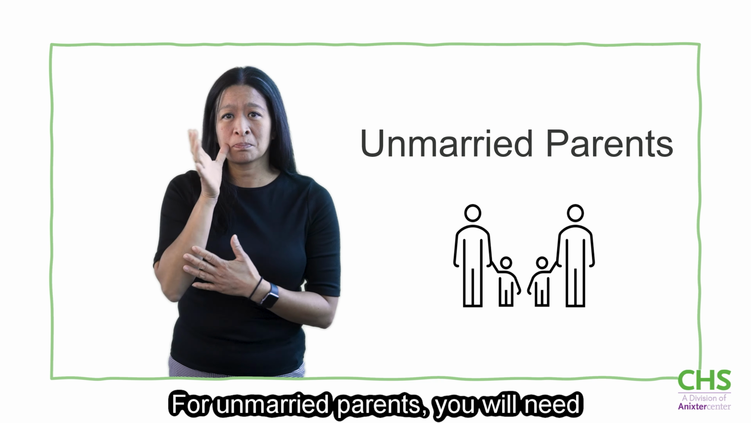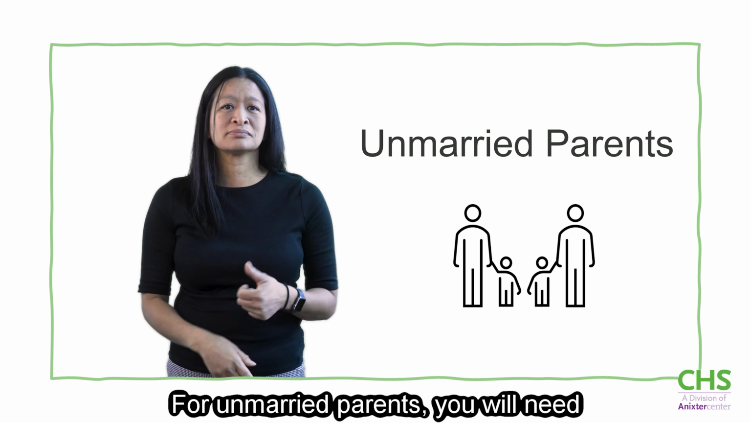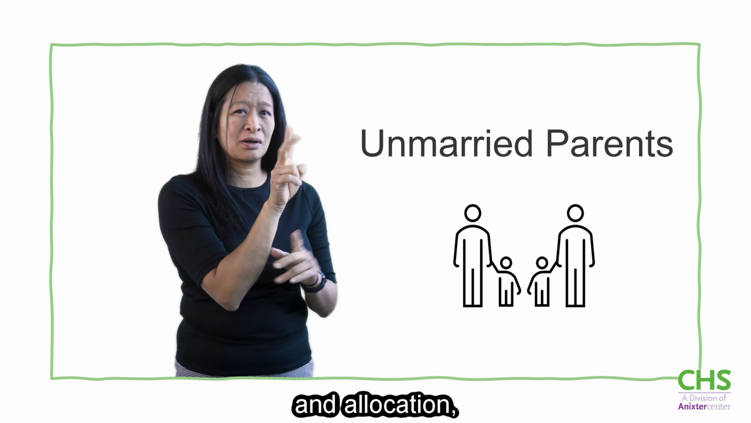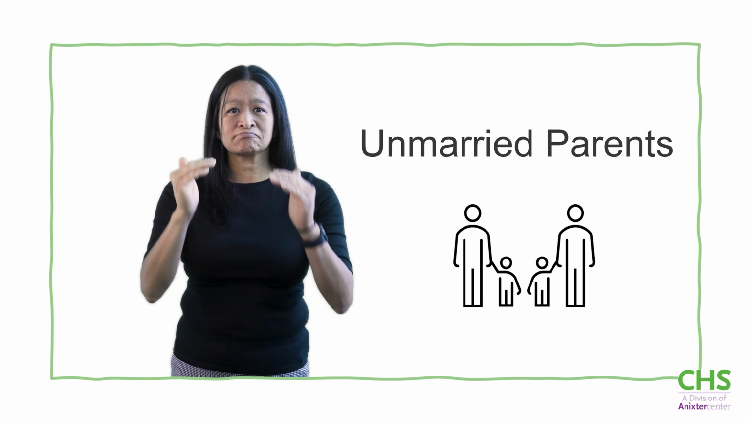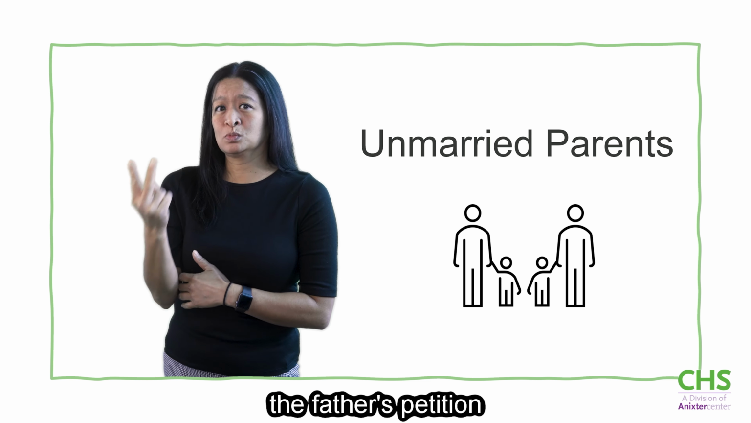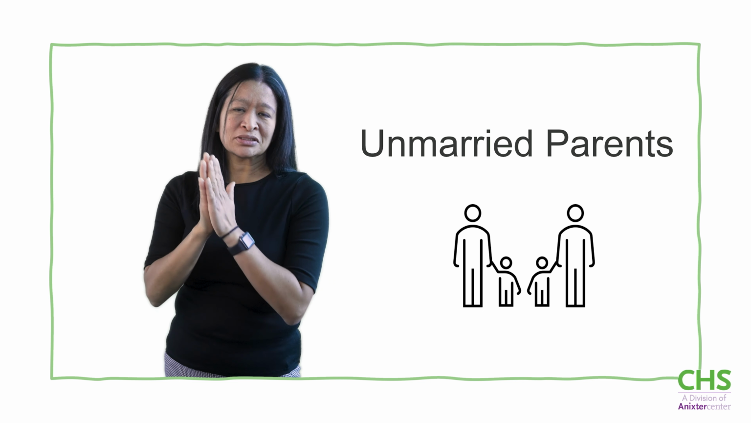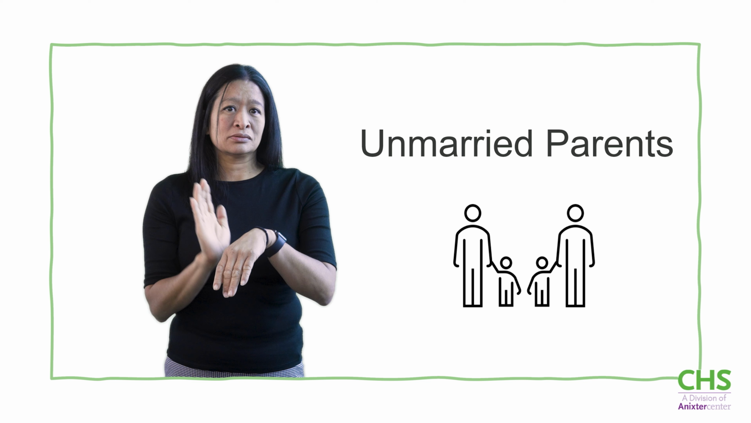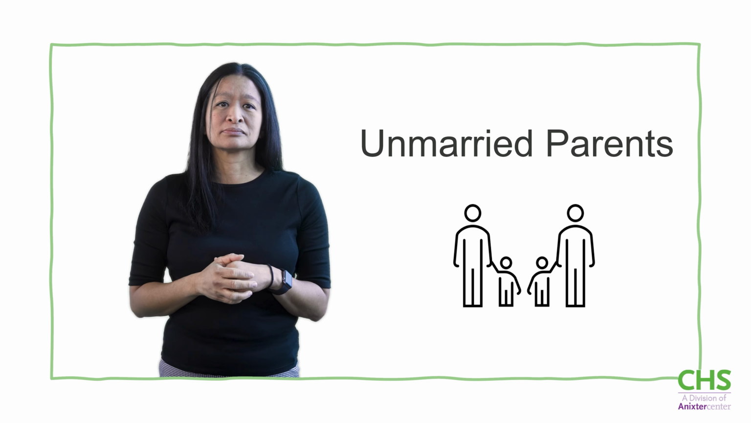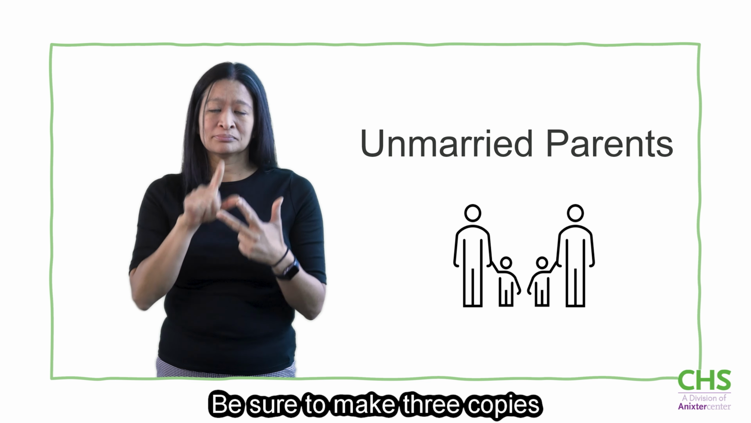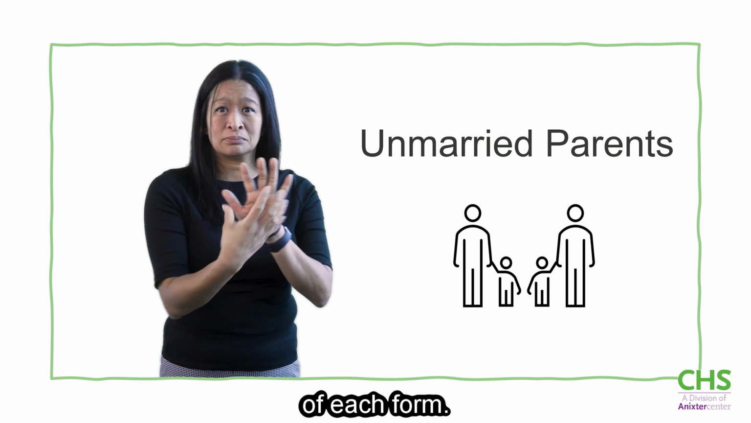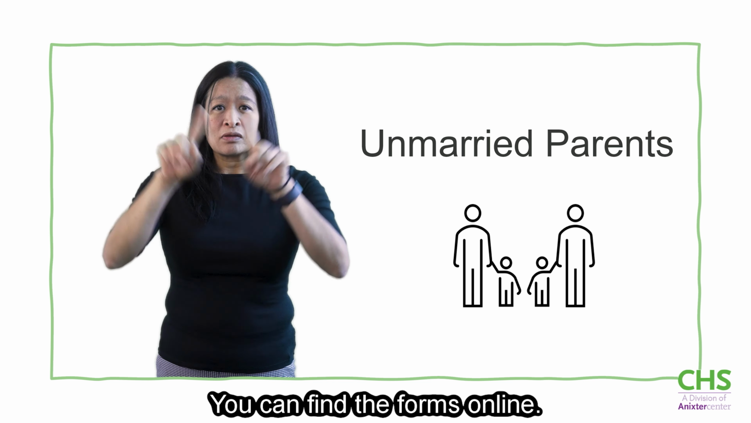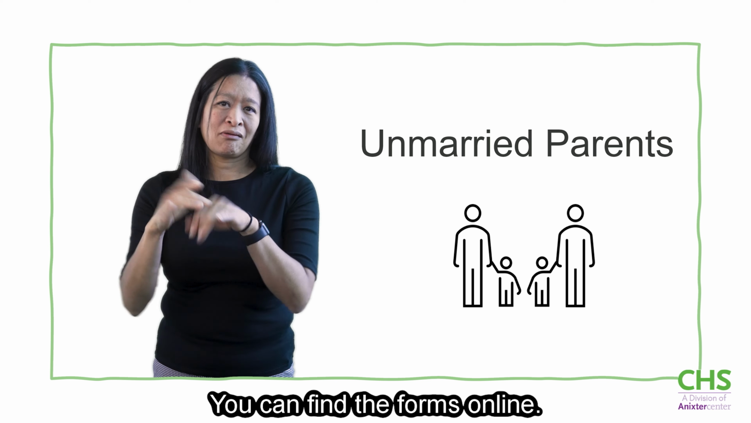For unmarried parents, you will need the mother's petition for parentage and allocation, the father's petition for parentage and allocation, and a summons. Be sure to make 3 copies of each form. You can find the forms online.